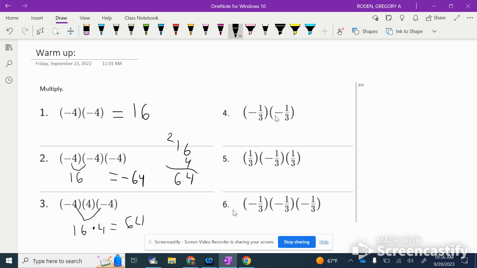Okay. Now try 4, 5, and 6 on your own. Take about 2 minutes, and then we'll go over it. Okay. Actually, let's do it together because fractions.